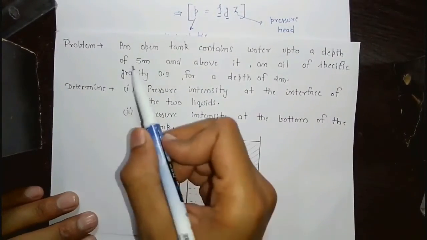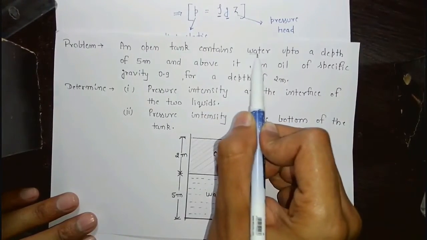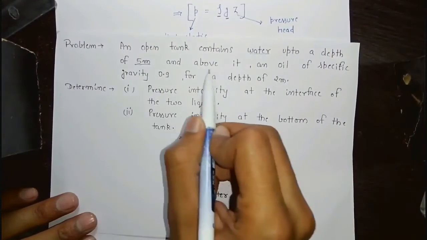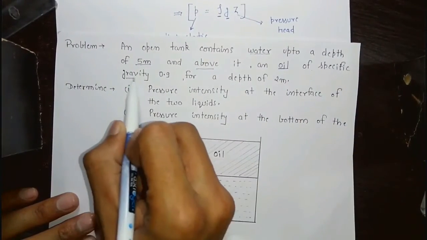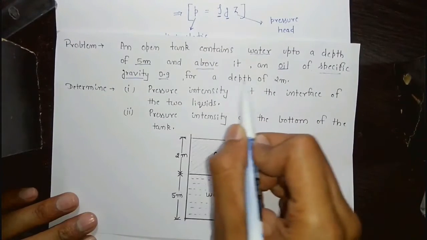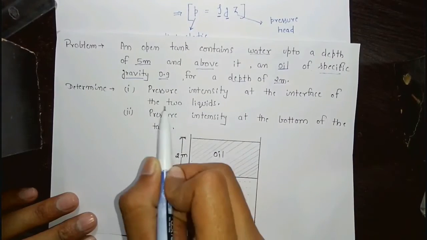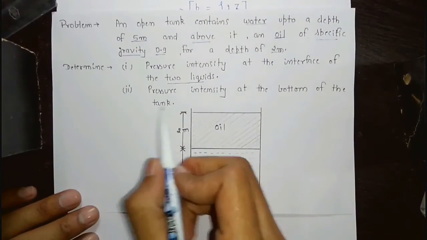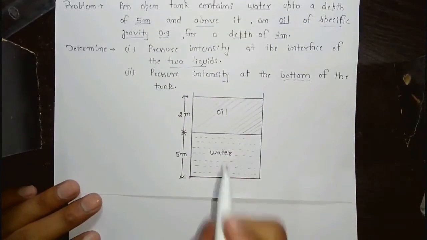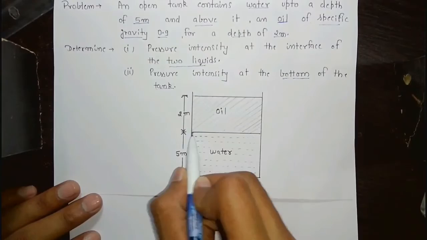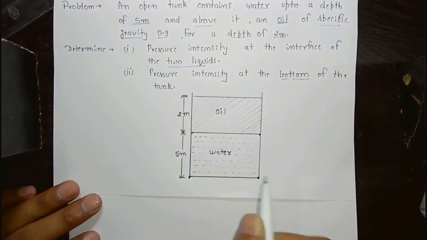Now to solve the problem, an open tank contains water up to a depth of 5 meter and above it an oil of specific gravity 0.9 for a depth of 2 meter. We have to determine pressure intensity at the interface of the two liquids and pressure intensity at the bottom of the tank. Okay, this is the interface of the two liquids and this is the bottom of the tank.